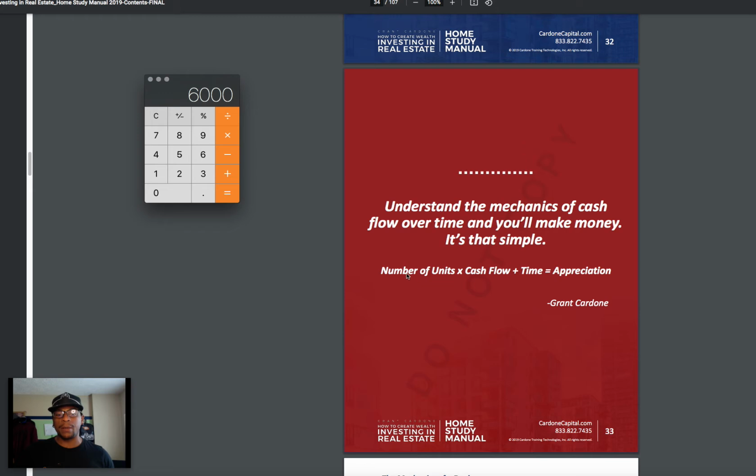So now we have the number of units, which is 4. Our cash flow is the rental cost per unit, 1,500, so 4 times 1,500. And then we say plus time. How long are we going to have this property? Let's say we keep it for 3 years. If we're making $6,000 a month, that's 12 months times 3, so 36 months, about 36 payments. That will be our time.